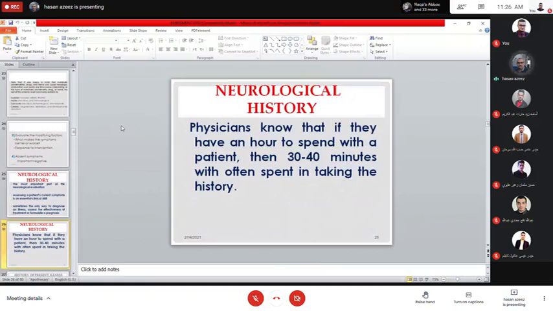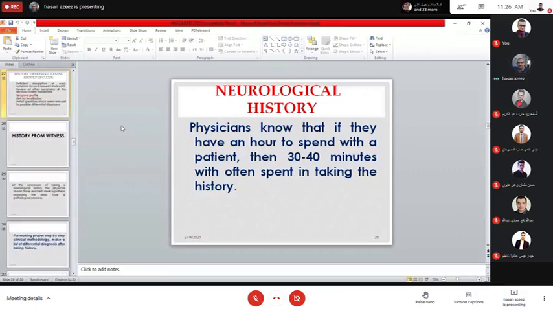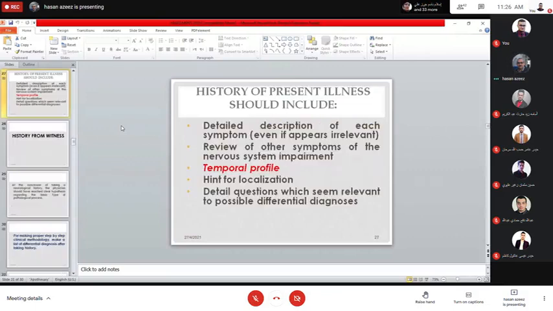Physicians know that if they have an hour to spend with a patient, like the final exam before the COVID-19 era, then 30 to 40 minutes would often be spent in taking history. So from an hour, 30 to 40 minutes, approximately two thirds.